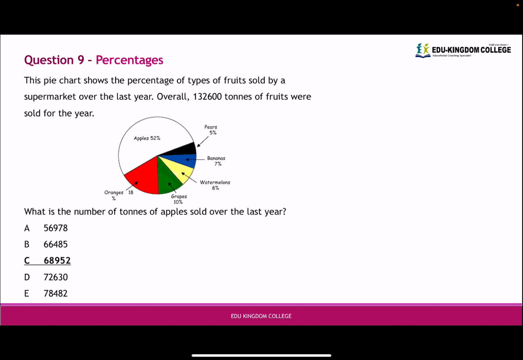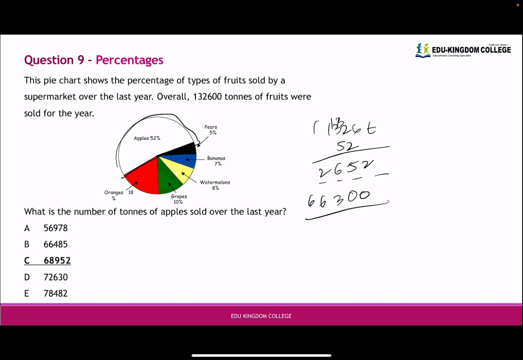So percentages, we have 132,600 tons of fruit, and 1% of that is going to be 1,326 tons. So 1326, and how much is apples? 52%. So we're going to multiply by 52. Some quick multiplication should give you 68,952. 2 times 6 is 12, carry the 1, and so on. So 1326 times 52 should give you 68,952.